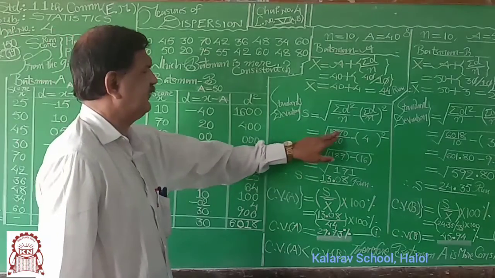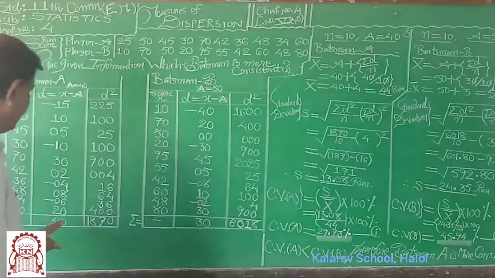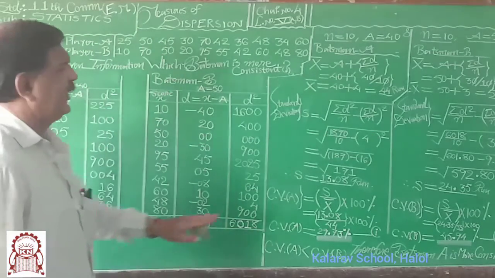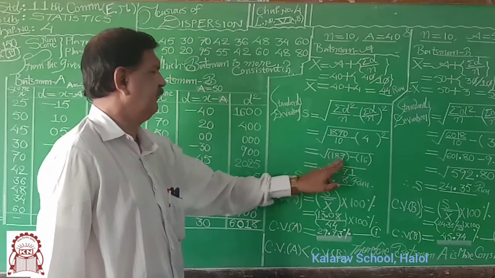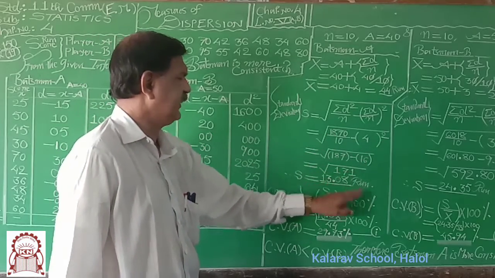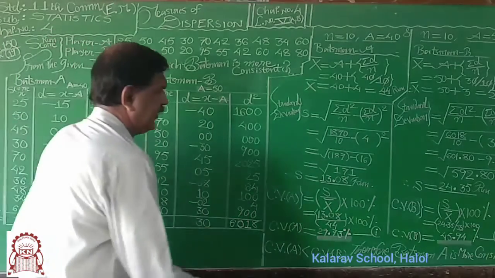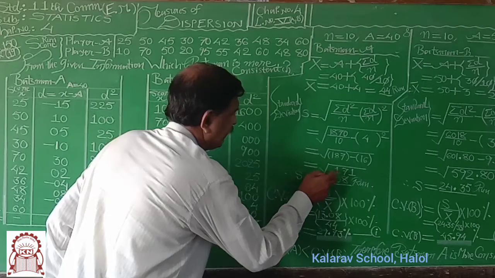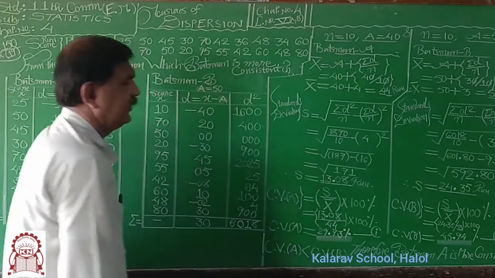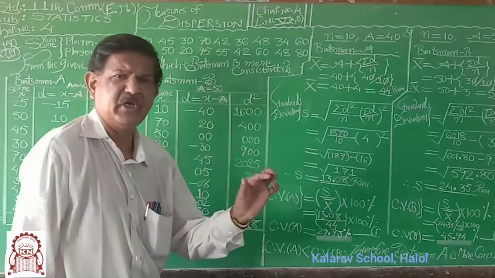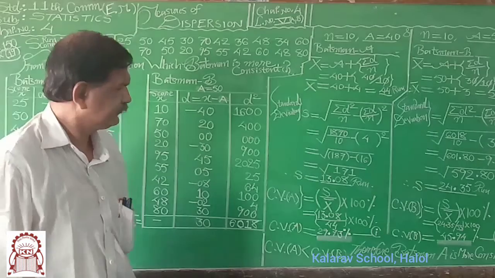Sigma d square upon n is 1870 upon 10, and sigma d upon n is 40 by 10, which means 4. 4 square becomes 16. 187 minus 16 by subtraction becomes 171, and the square root of this number 171 becomes 13.08 runs. It is known as the standard deviation for player A, or batsman A.